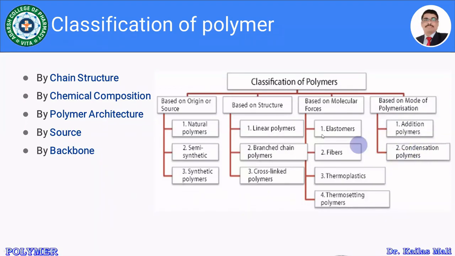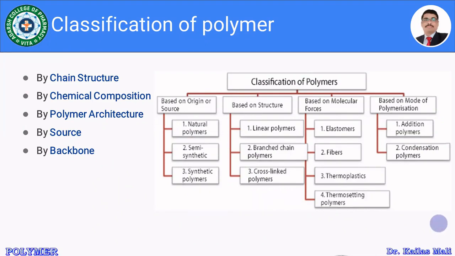So the polymers can be classified broadly according to their source, their structure, the molecular forces, and the mode of polymerization. We are going to discuss the classification of polymers according to their chain structure, chemical composition, polymer architecture, source, and backbone. It is also possible to classify the polymers according to their degradation, that is, biodegradable and non-degradable polymers. So this is the broad classification of the polymers.